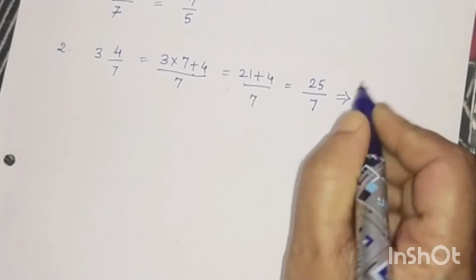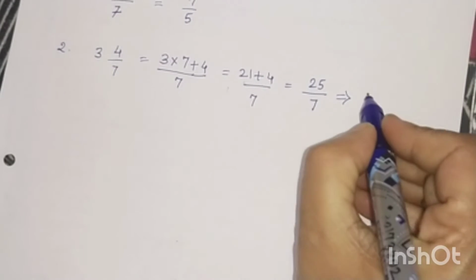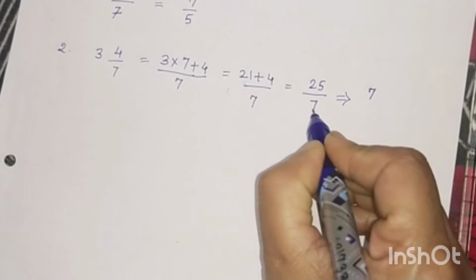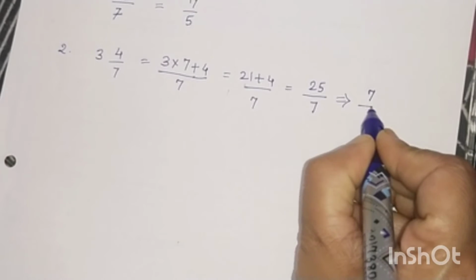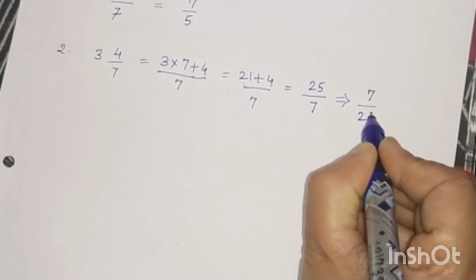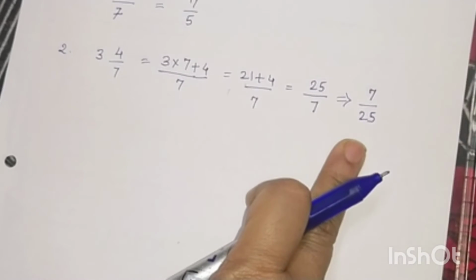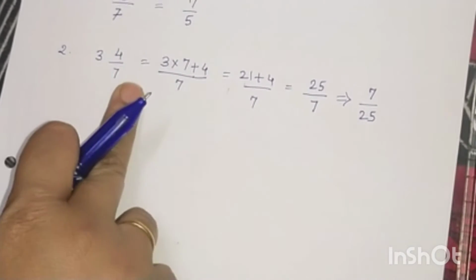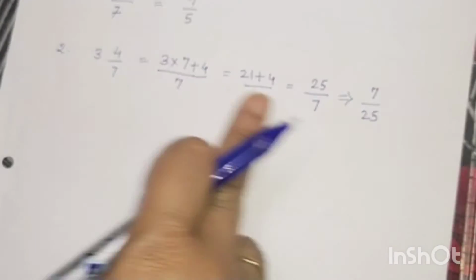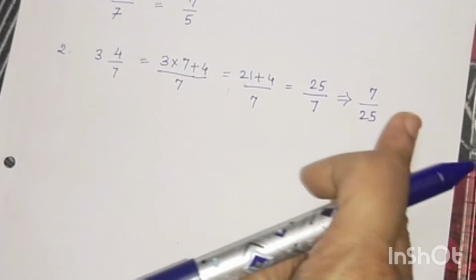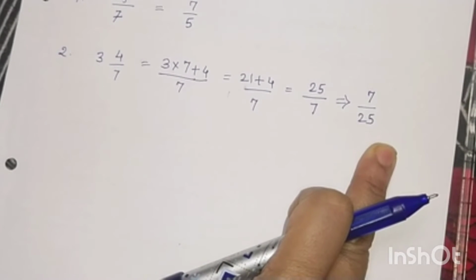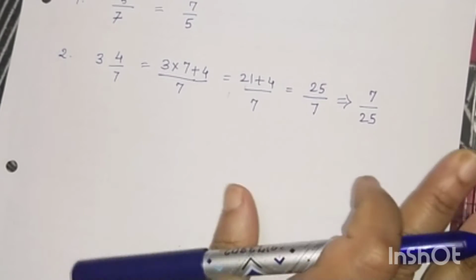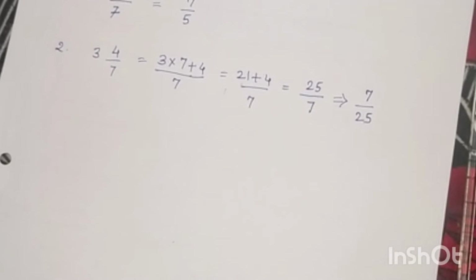For the reciprocal, what do we do? We just interchange numerator and denominator. The denominator will go to the numerator and the numerator will come to the denominator, and this is the reciprocal. We can't directly change the mixed fraction, we have to convert it into an improper fraction and then take its reciprocal. On this basis we are going to start exercise 2.4.